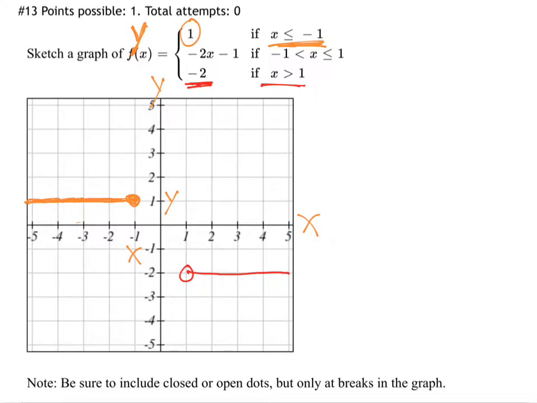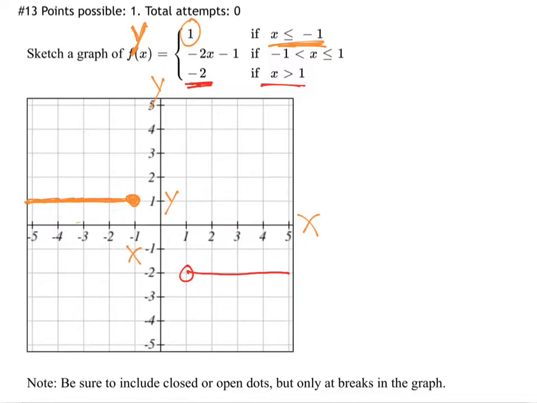The left piece is right, because now we've got to do the hard part, the middle piece. But is that good so far? Got the left piece and the right piece? See why it's an open dot there? Because it's only for values greater than 1, not equal to 1. So it's not right on that spot, it's just close to it, to the right. It's all at a height of negative 2. Okay, now for the middle section.